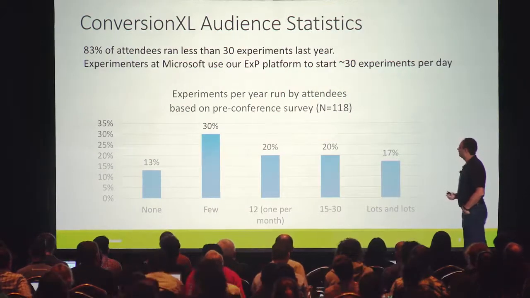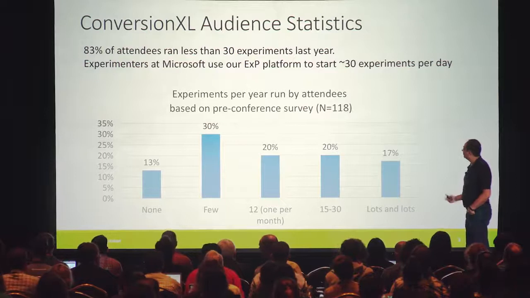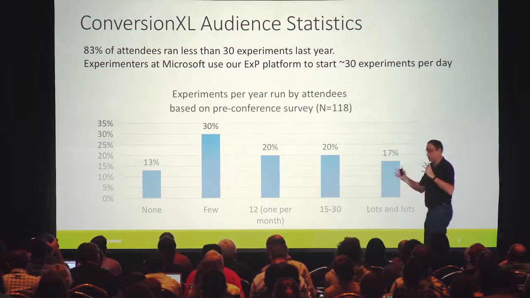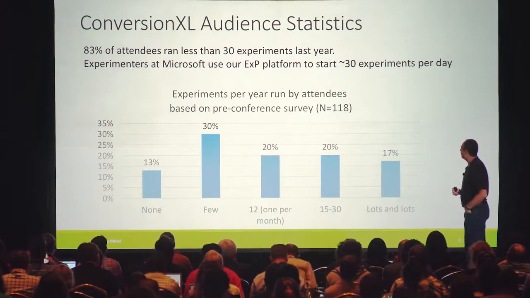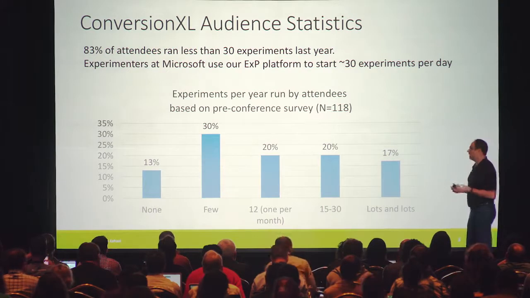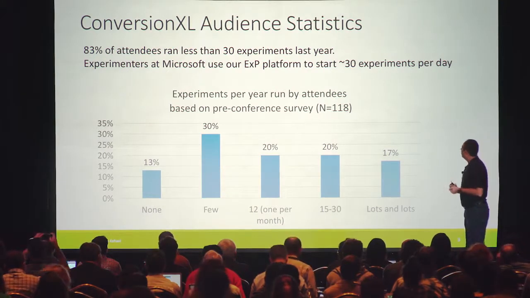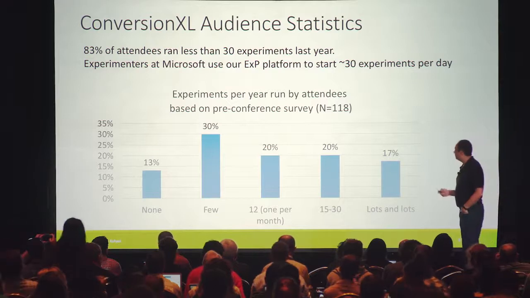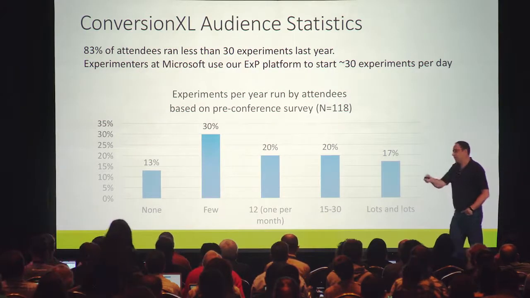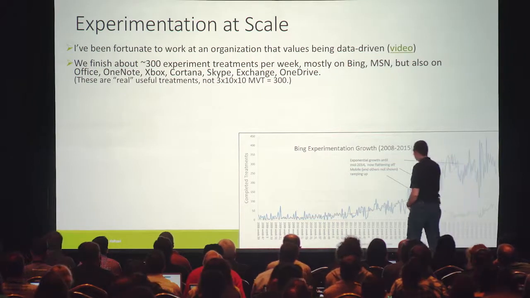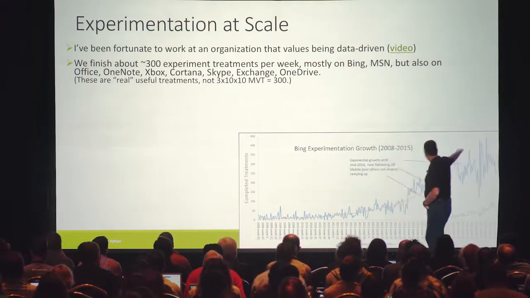So I looked at the statistics that Pep shared. He sent this to us in advance. So 83% of the people that responded to the survey, which actually may be biased towards people that do run experiments, said they ran less than 30 experiments. Just to give you an idea of our scale, I'll talk about it more, we ship about 30 experiments every day. So large scale, and this is the graph of the actual experiment treatments that we've run.